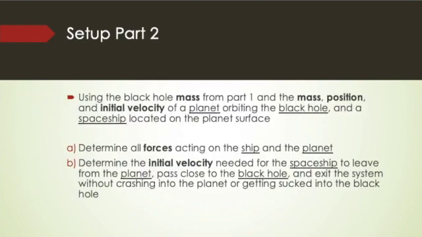Then we determine, ultimately, the mass of the black hole, which is the main point of this first part. Now, for part two, we're going to use what we discovered from part one, which is the mass of the black hole. We are also given a mass, position, and initial velocity of a planet which is now orbiting the black hole, and a spaceship that we've taken to the surface of this planet. What we're trying to find out here is what all the forces are acting on the ship and the planet, because there are three objects in this part of the problem. There are going to be multiple forces of gravity that we have to deal with, and those serve in our calculations of the net force.